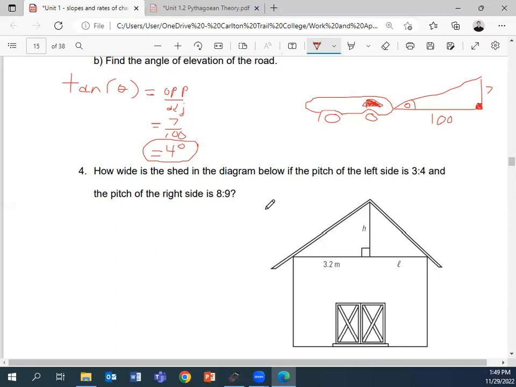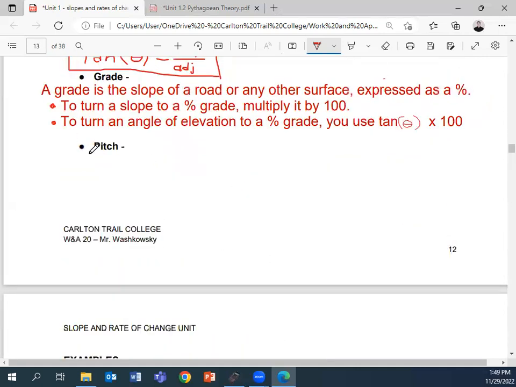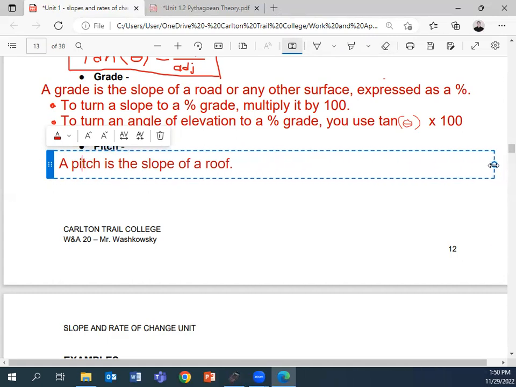Okay, so that's that. I got one more example here that we can work on. You good, Austin? Okay. So there's one last thing here, which is something called pitch. I know I'm throwing a lot of stuff at you. It all comes back to angles and sides of triangles at the end of the day, but there's something else called pitch. This is on page 12. A pitch is the slope of a roof. If you have a house, it has a roof, the steepness of it is the pitch.